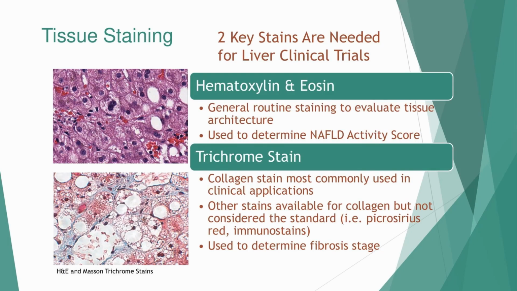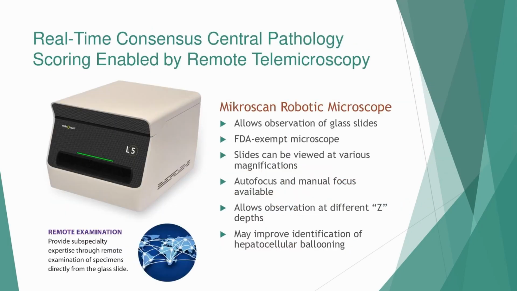So once these slides are stained, we put them onto the Mikroscan. For us, the Mikroscan, as you know, is a robotic microscope. What's great for us is this allows us to access key opinion leaders in pathology that have experience in liver clinical trials or GI clinical trials or other disease entities. It allows us to show them a glass slide, no matter what their geographic location is, or if they're traveling, they'll be able to access a glass slide wherever they may be.